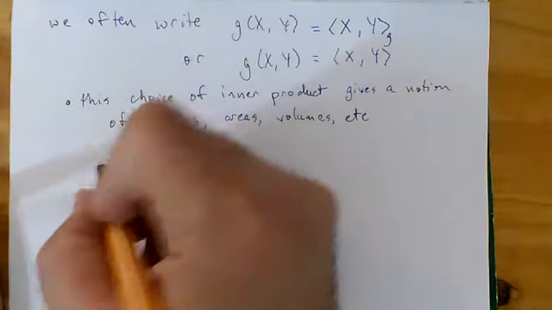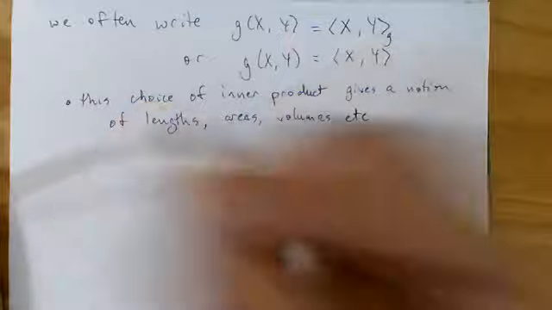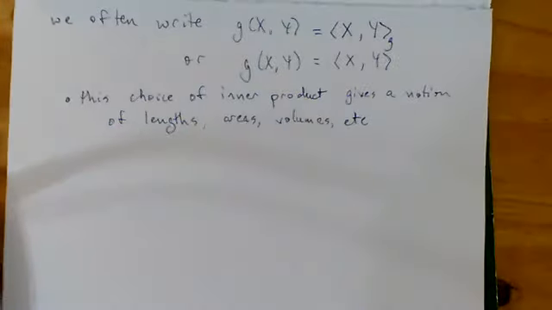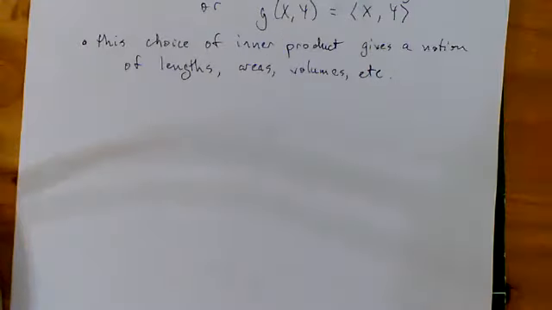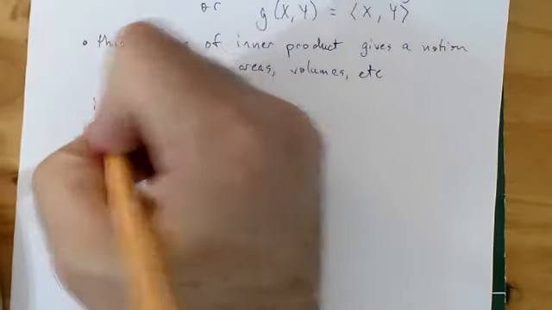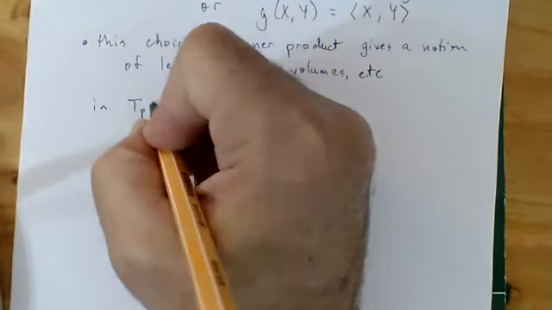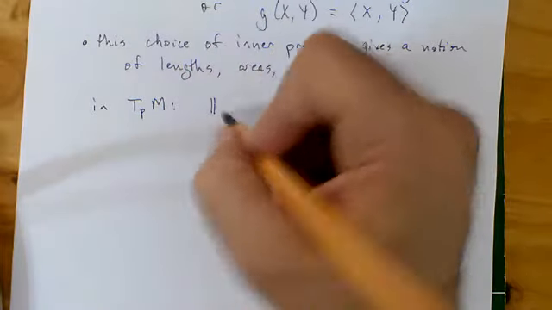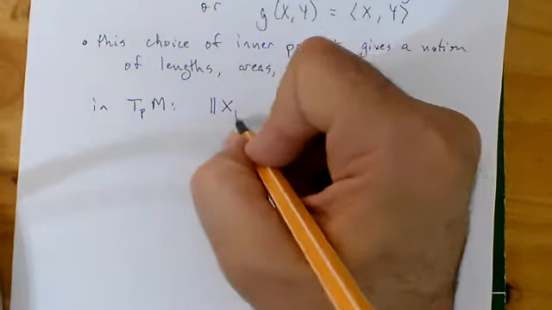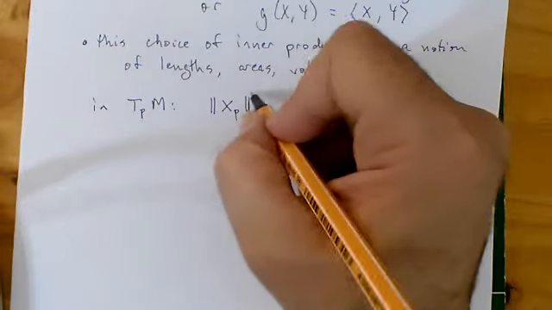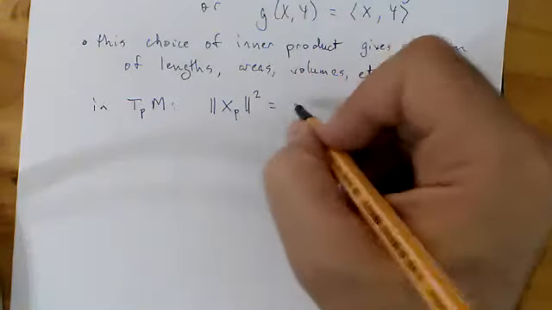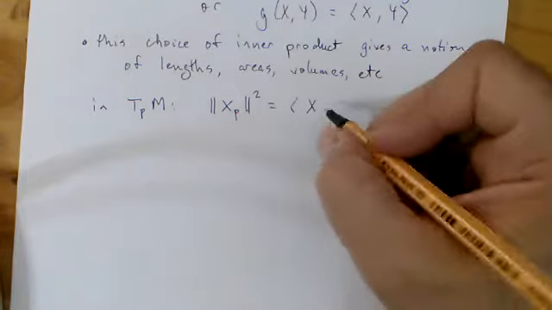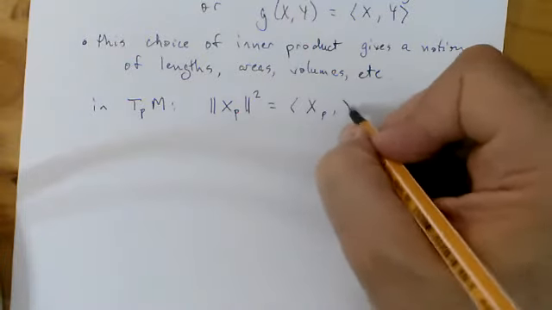So first of all, this tells you what the length of a tangent vector is. The length of a tangent vector squared is, of course, given by the inner product of that tangent vector with itself.